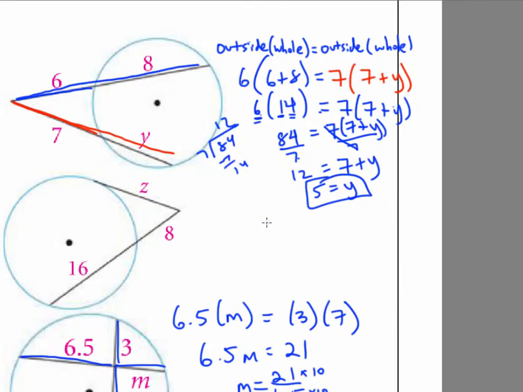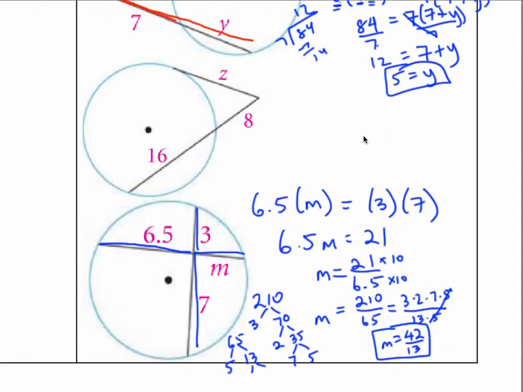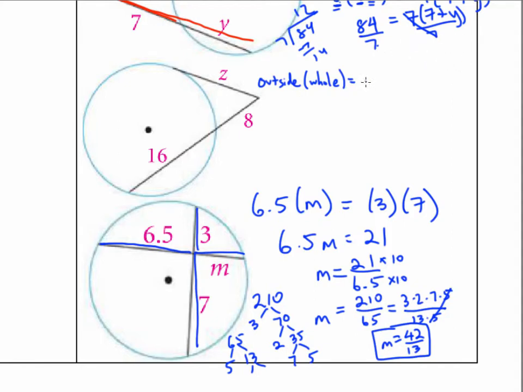All right, let's just do one more here. So this time we got a little tangent line, but that's okay. Just remember my little trick here, the outside times the whole equals, sorry, I have to erase this here. The outside times the whole. Okay, so what is the outside? Let's take this one first.